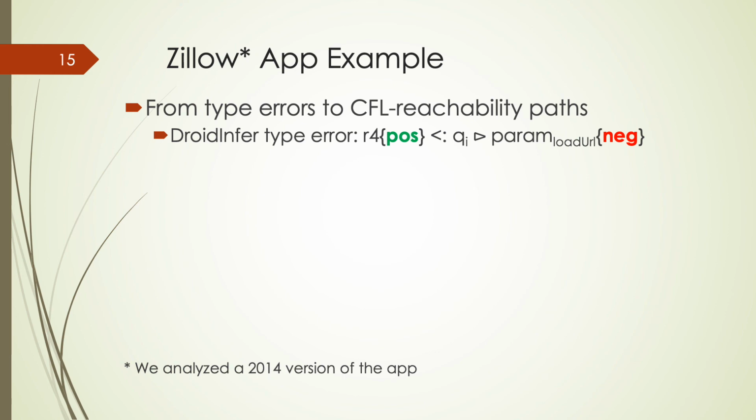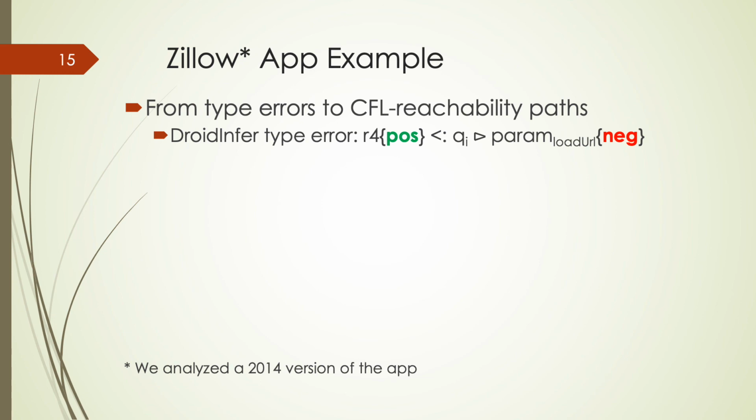To motivate our interest in the connection between type-based analysis and CFL reachability, I would like to show an example from the analysis of the Zillow Android app. Our tool DroidInfer produced hundreds of type errors across a set of popular Google Play Store apps, indicating potential leaks of sensitive data, including the error shown here.